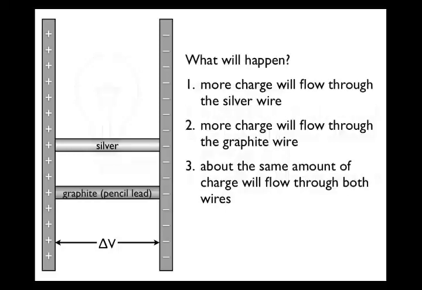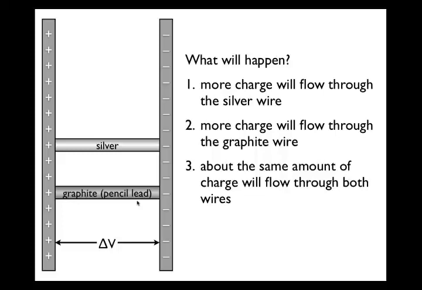Okay, a couple more comparison questions for this system. If you have, again, a positively charged plate and a negatively charged plate, and you put a piece of silver in between those two plates, and you put another piece identical in diameter of graphite, which is the same thing as pencil lead, in between those two plates, how do you think the amount of charge that flows through each of those will compare? Will more charge flow through the silver wire, more charge flow through the graphite wire, or about the same amount flow through both wires?